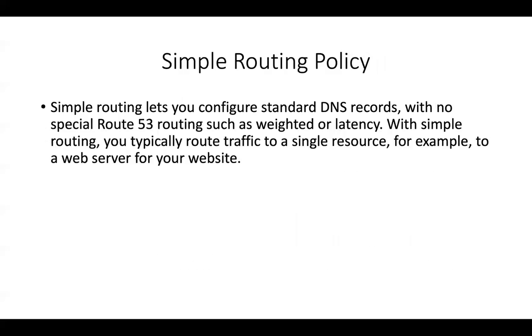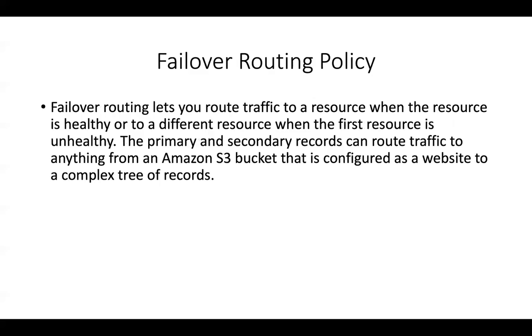So simple routing policy, like we spoke about, lets you configure standard DNS records with no special routing such as weighted or latency. So it could be something simple like example.com to your EC2 instance's public IP, or it could be example.com to your S3 bucket, which is also called example.com, or it could be example.com that goes to your CloudFront distribution's domain name. So it could be a simple routing policy, right? As simple as it is, just one translation that happens.